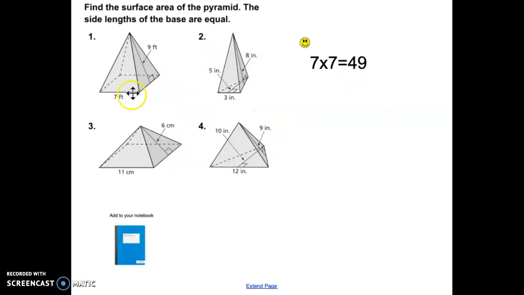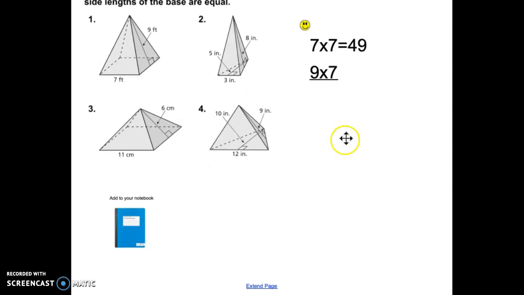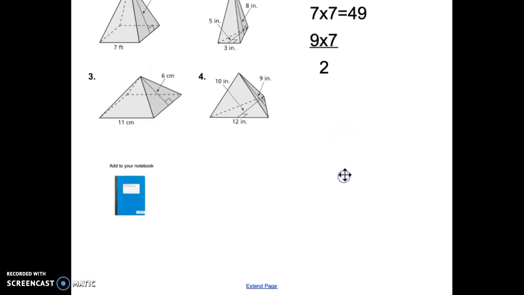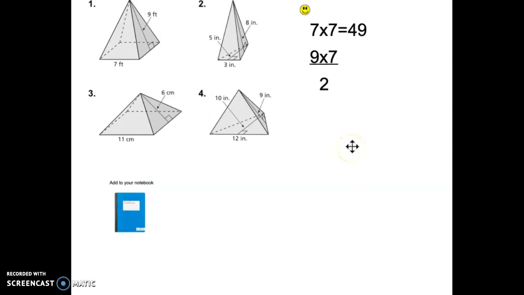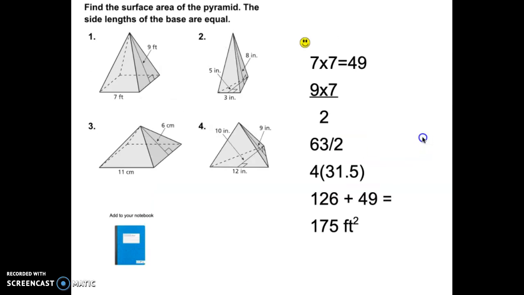So I'm going to start with number 1. As I said, the base is 7 by 7. All sides are 7 since it's a square, so that's 49. So that's the area of the base. Okay. Now I'm going to take 9 times 7 and then divide that by 2. There we go. So 9 times 7 is 63. Divide that by 2. That gives me 31.5.